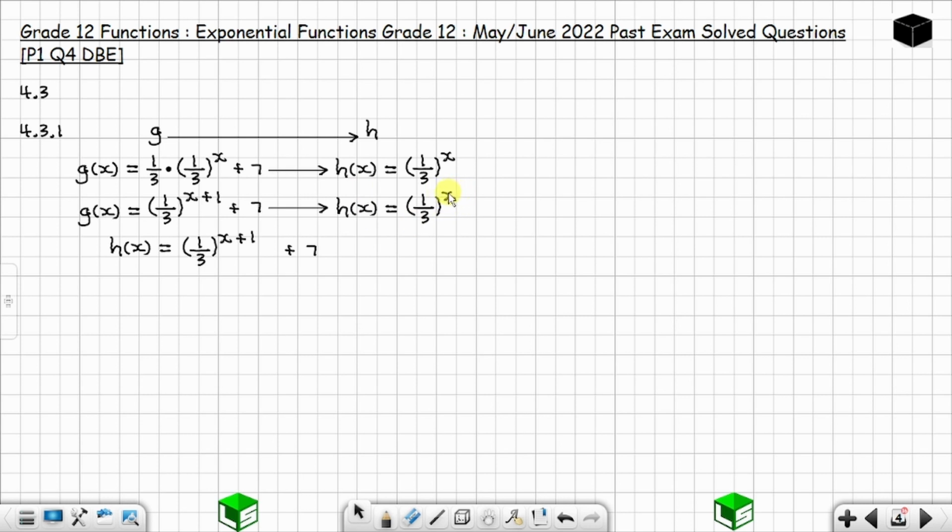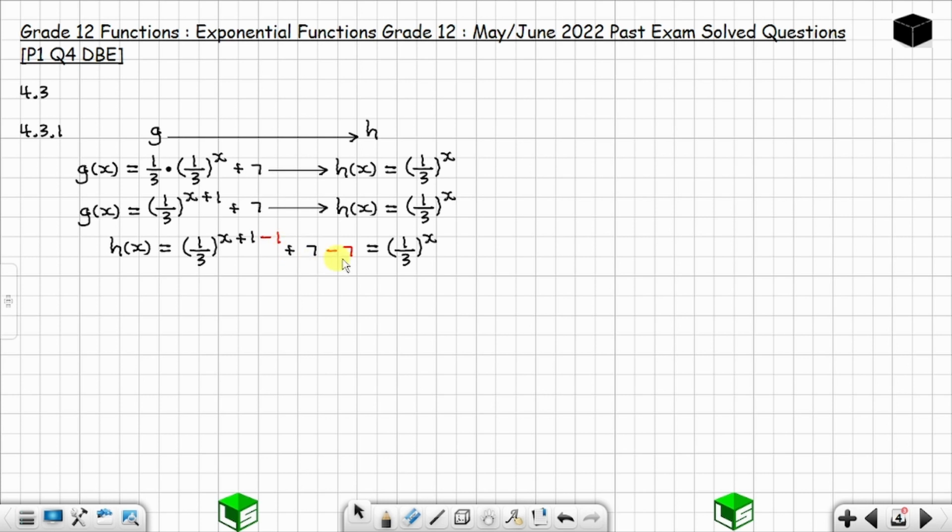You can see in the exponent you only have x, but here you have x plus 1. So you need to get rid of the 1. What are you going to do? You are going to minus 1, and this will give you 0. You only remain with x in the exponent. You also have plus 7 there, but there is no plus 7 there, so you need to get rid of this. You are going to subtract 7. So 7 minus 7 is 0, and you end up with 1 over 3 to the power of x. So this is how h of x is obtained from g of x.